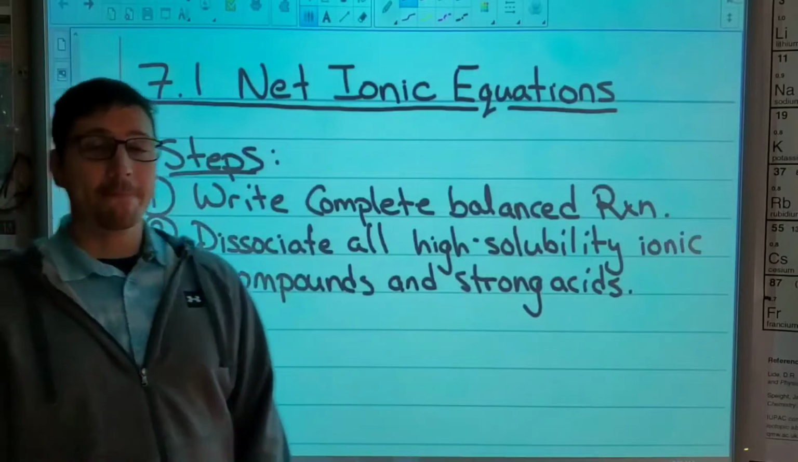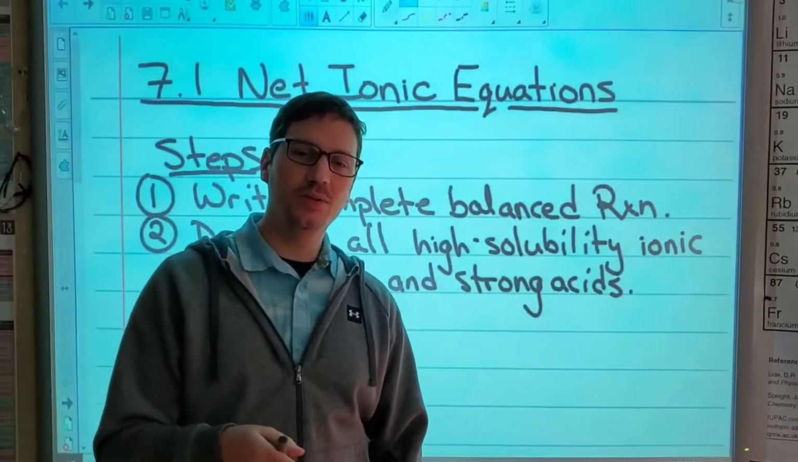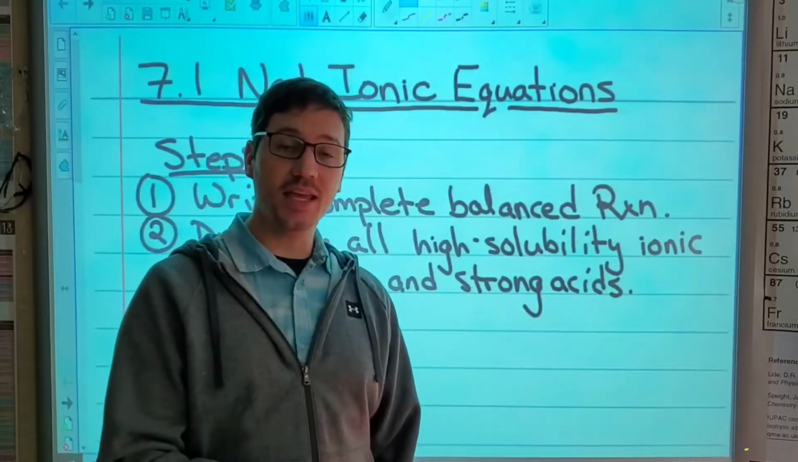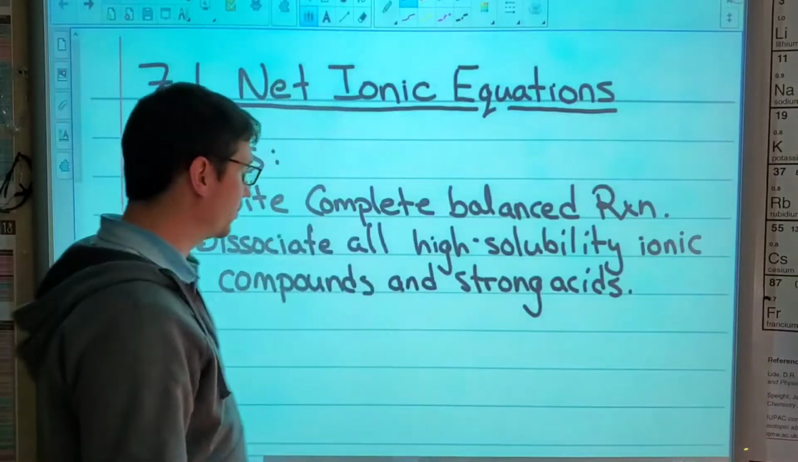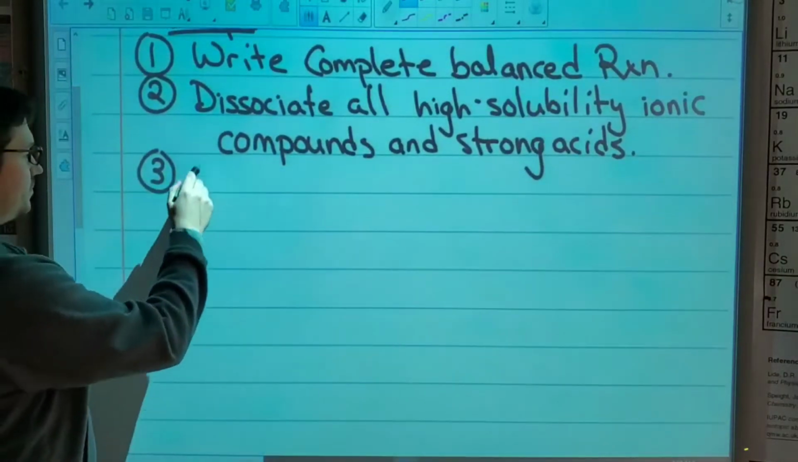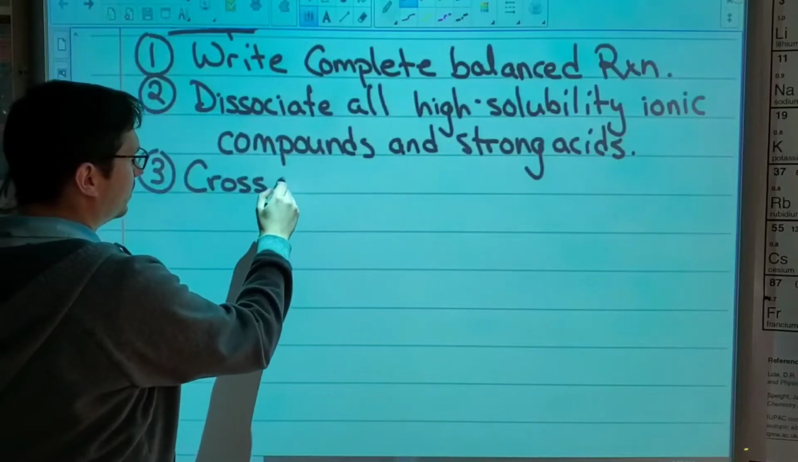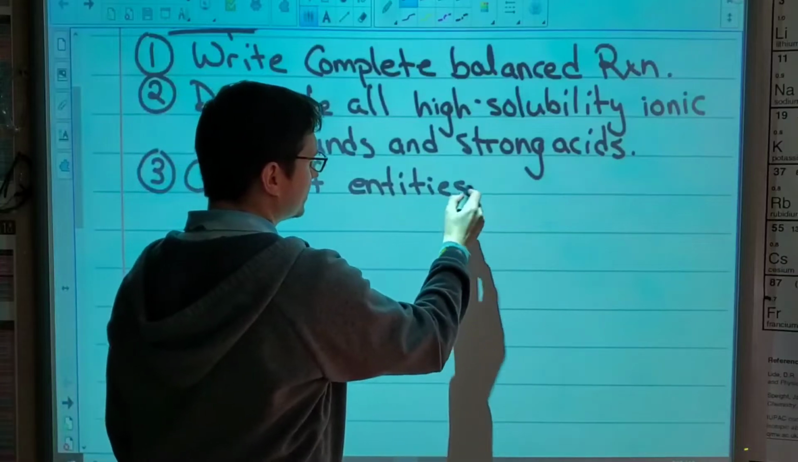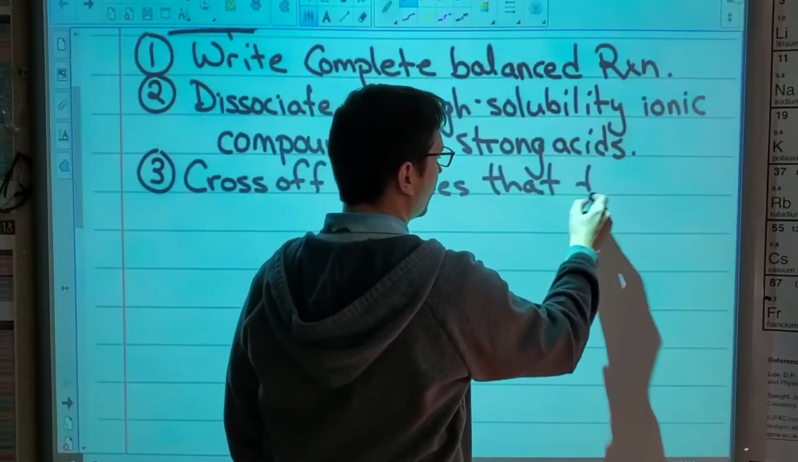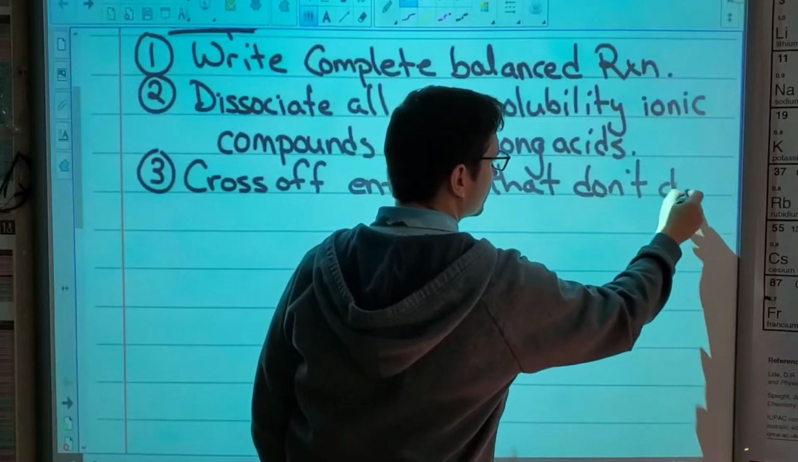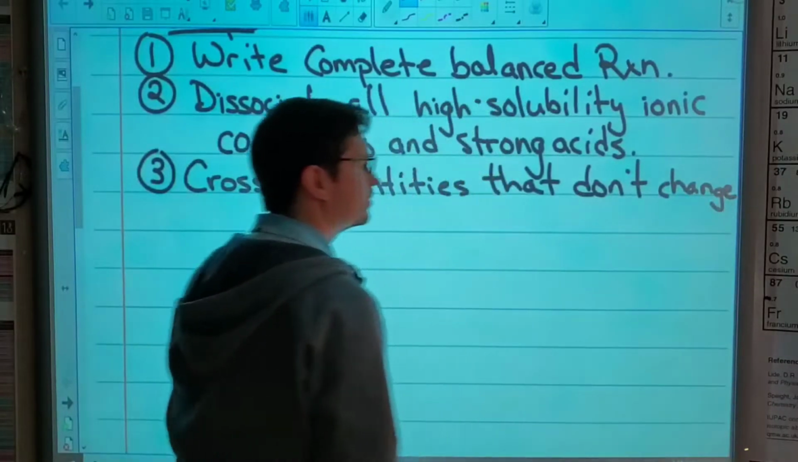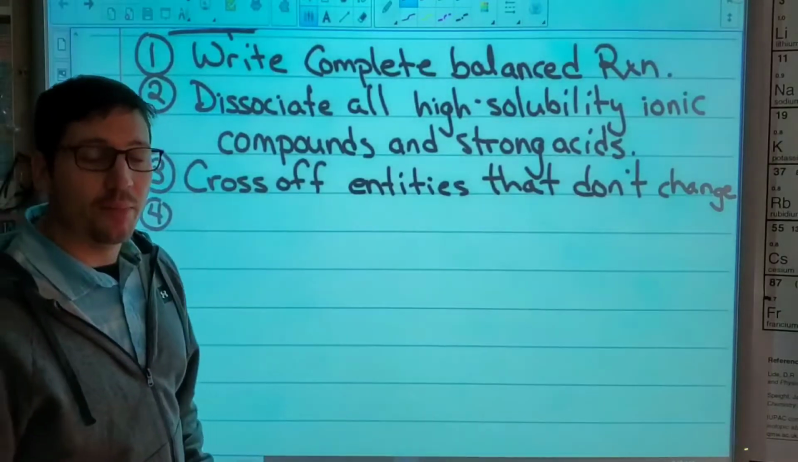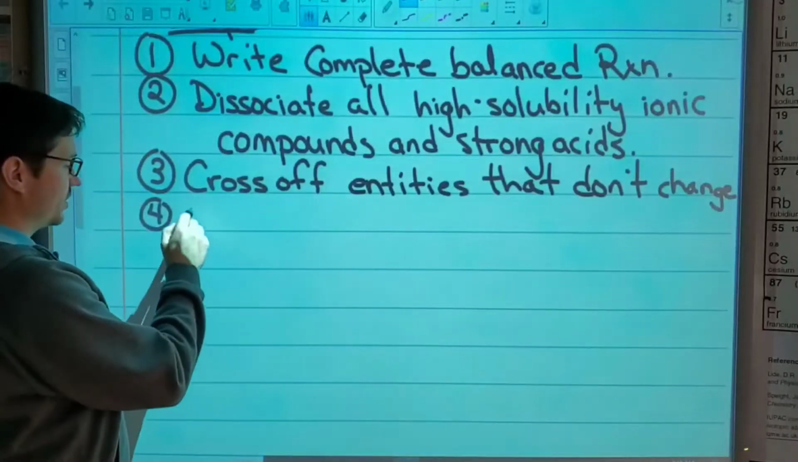Step number 3, we're going to cancel out any entities or any substances that appear the same on both sides of our chemical reaction. So we're going to cross off entities that don't change. And then number 4, whatever remains is what we call our net ionic equation.